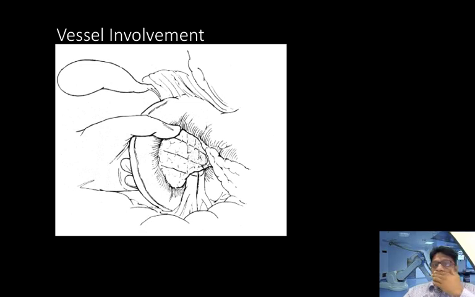Okay, this is what I was talking about, assessing for involvement of the superior mesenteric artery. High volume centers report that involvement of the superior mesenteric vein and portal vein are not a contraindication to proceeding with the Whipple. They would in fact remove the involved vein en bloc with the specimen and then do a bypass using a prosthetic graft. Okay, our local policy is that involvement of the portal vein and SMV is a contraindication to proceeding.